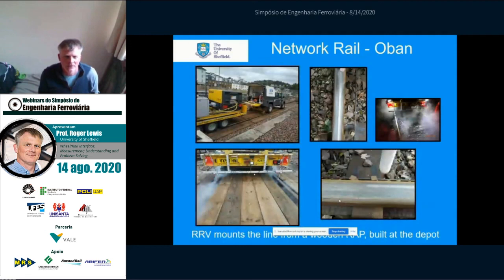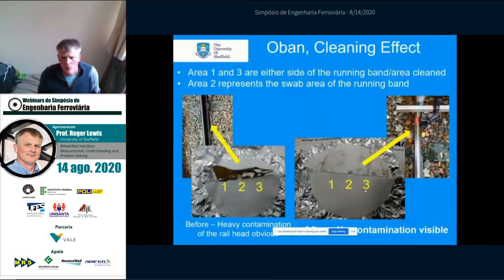You can see the setup here. We've got a Land Rover road-to-rail vehicle, and our equipment's on a trailer this time. But you can see the before and after images here of the clean. Very effective. We took swabs to indicate how much material was on the track before cleaning.